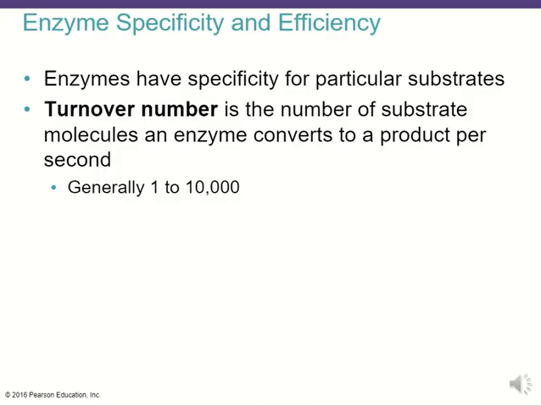Now, enzymes have a specificity for particular substrates, and the turnover number is the number of substrate molecules an enzyme can convert to product per second. It can be easily from 1 to 10,000 molecules of substrate per second. These are very effective.